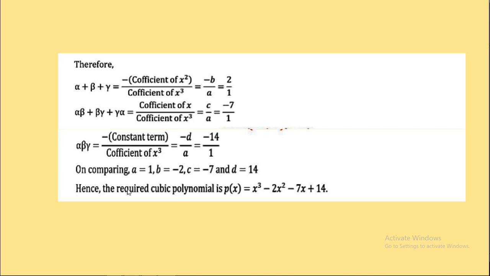Okay, thus we find that the coefficient of x³, a, is equal to 1, the coefficient of x², b, is equal to -2, the coefficient of x, c, is equal to -7, and the constant term d is equal to 14. So we can substitute this and we can find the cubic polynomial as x³ - 2x² - 7x + 14. Okay, that's all for today.